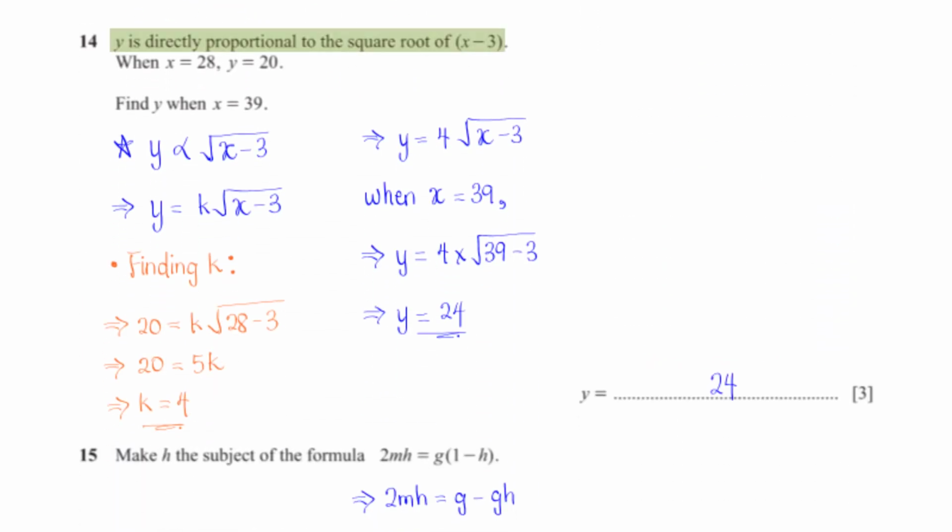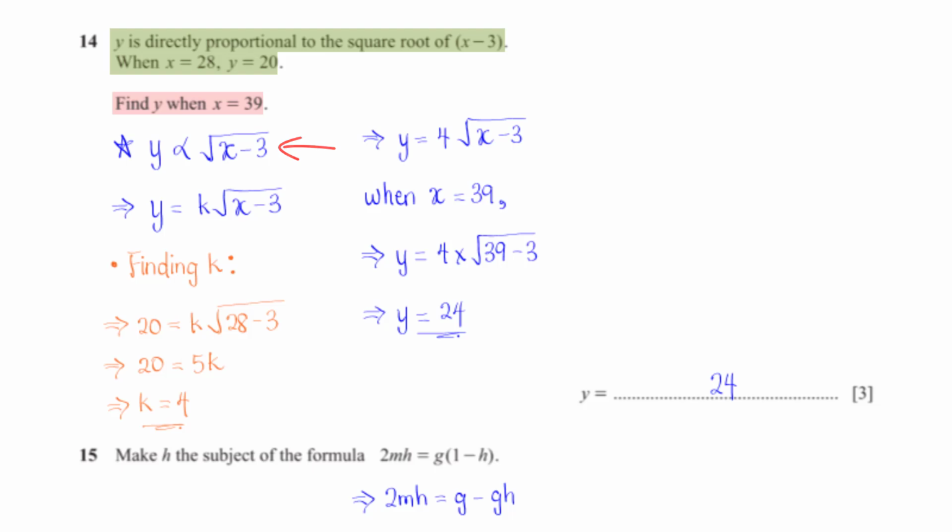Y is directly proportional to the square root of x minus 3. When x equals 28, y equals 20. Find y when x equals 39. So in mathematical terms, we rewrite y is directly proportional to the square root of x minus 3.